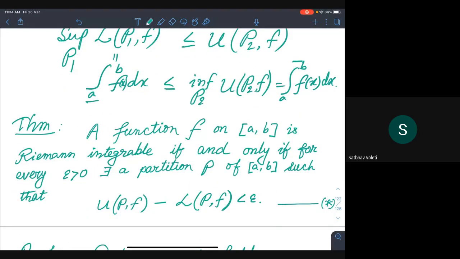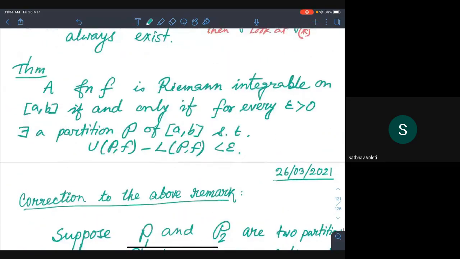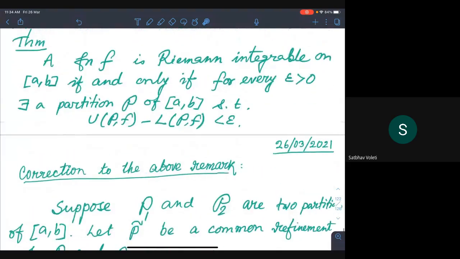Yeah. So the next one is what we stated last time as well, that this is a very important theorem. This will be used to prove, for a class of functions, whether they are integrable or not. This theorem will play a vital role. You will see, for even continuous functions, by using this one, that any continuous function on a closed interval is Riemann integrable. All right.